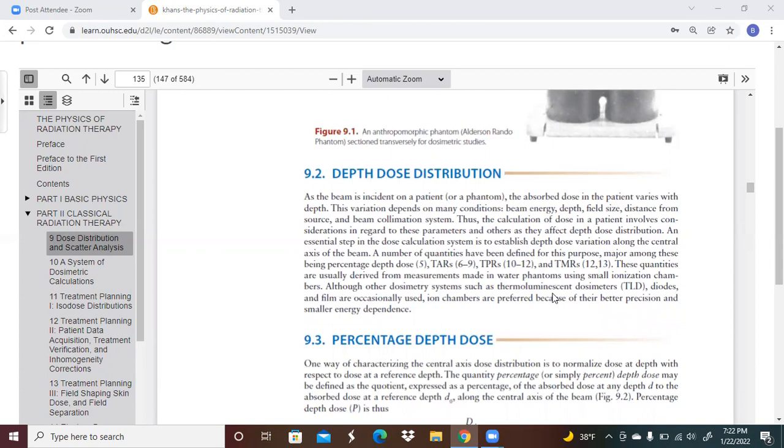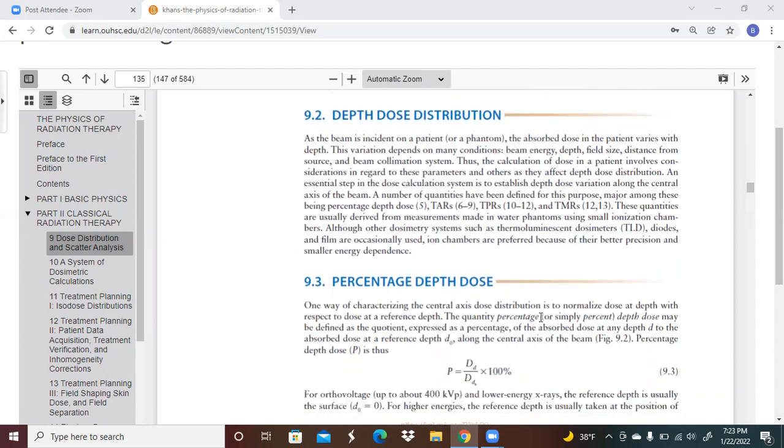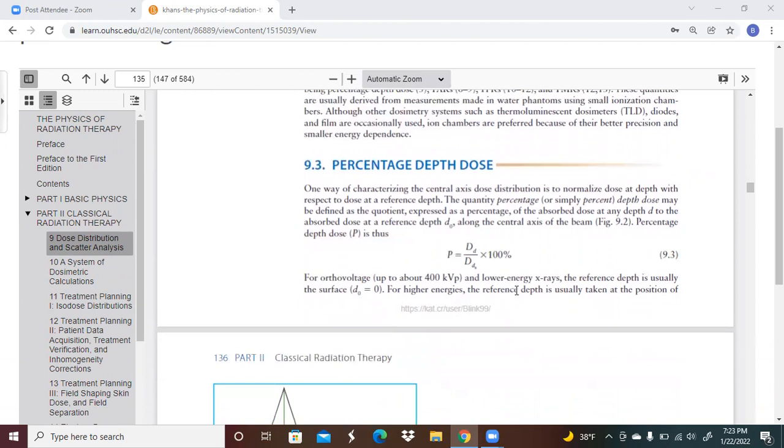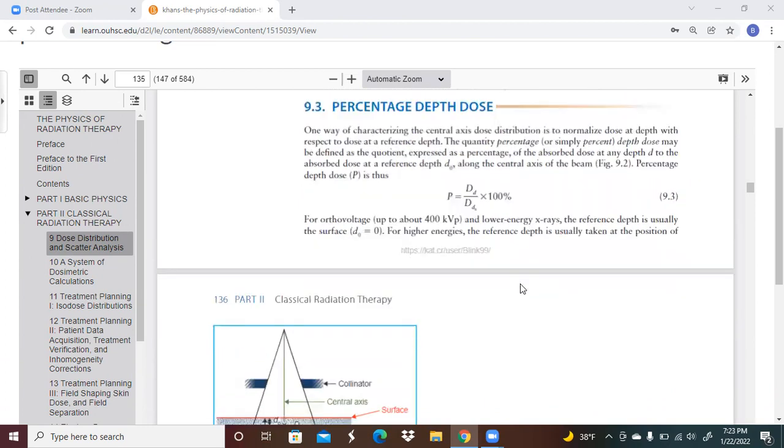And these are usually going to be derived from measurements made in water phantoms using ionization chambers. And although dosimetry systems such as TLDs and diodes and films are used occasionally, ion chambers are preferred because they have better precision and smaller energy dependence. So now let's go into the first method that we're going to discuss.